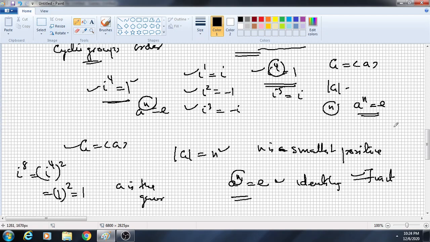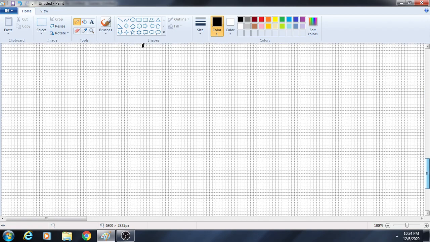Okay, so now we have got two characterizations of order. Let us state it once again. What are they? The first one is that order is nothing but the number of elements in the group. Okay, so that is one characterization of order.